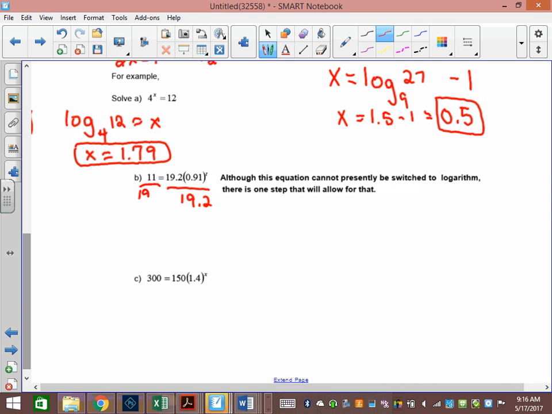Now, some people will go 11 divided by 19.2 and put a rounded decimal and then move on. No, no, no. When do you round? When are you allowed to round? Other than at the answer, you should get a ticket from the math police. If you round before the answer, you should seriously get like a $500 ticket.